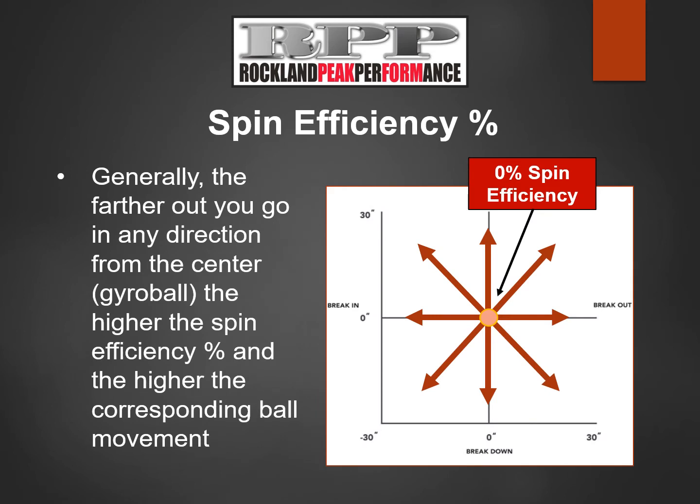Generally, the farther you go out in any direction from the center, or gyro ball, the higher the spin efficiency percentage and the higher the corresponding ball movement. Dead center is 0% spin efficiency, or what we call the gyro ball. Once again, this is the ball we compare all movement with.